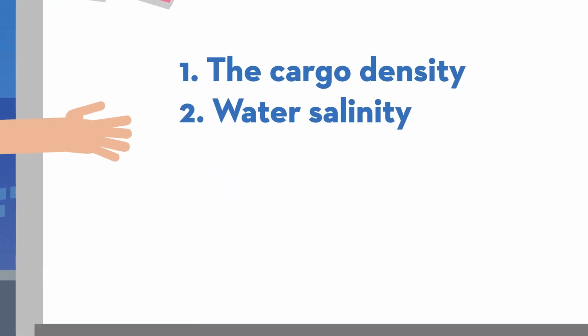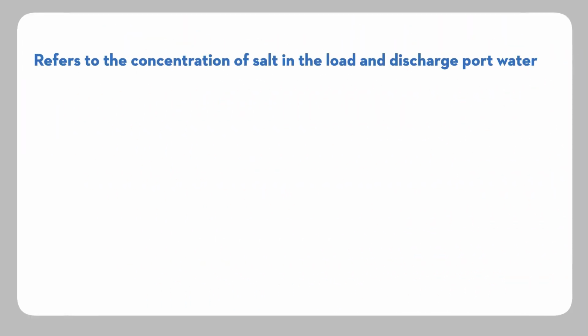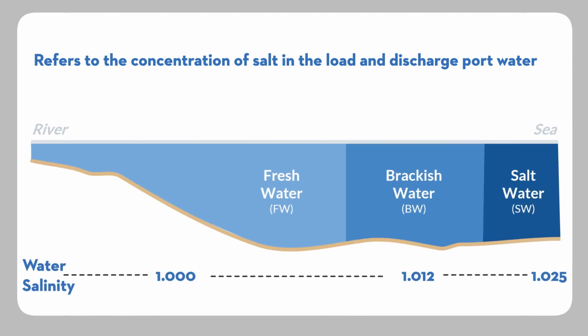The water salinity, which refers to the concentration of salt in the load and discharge port water. A vessel has greater draft in freshwater than in brackish or saltwater. Assuming the same cargo, the higher salinity indicates the higher the mass that can be loaded. The draft restriction, if there is any, in the intended ports.